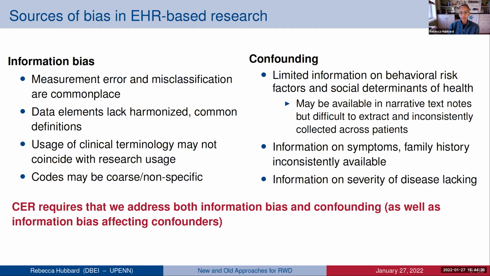So if we want to use EHR data for comparative effectiveness research and come up with valid and generalizable results, we have to contend with both of these problems. We have the information bias problems, we have the confounding problems, and additionally, we have information bias essentially in our confounders. So we have measurement error, misclassification, missing data, et cetera, in the confounder variables themselves. So lots of challenges to deal with in order to realize the potential of EHR.